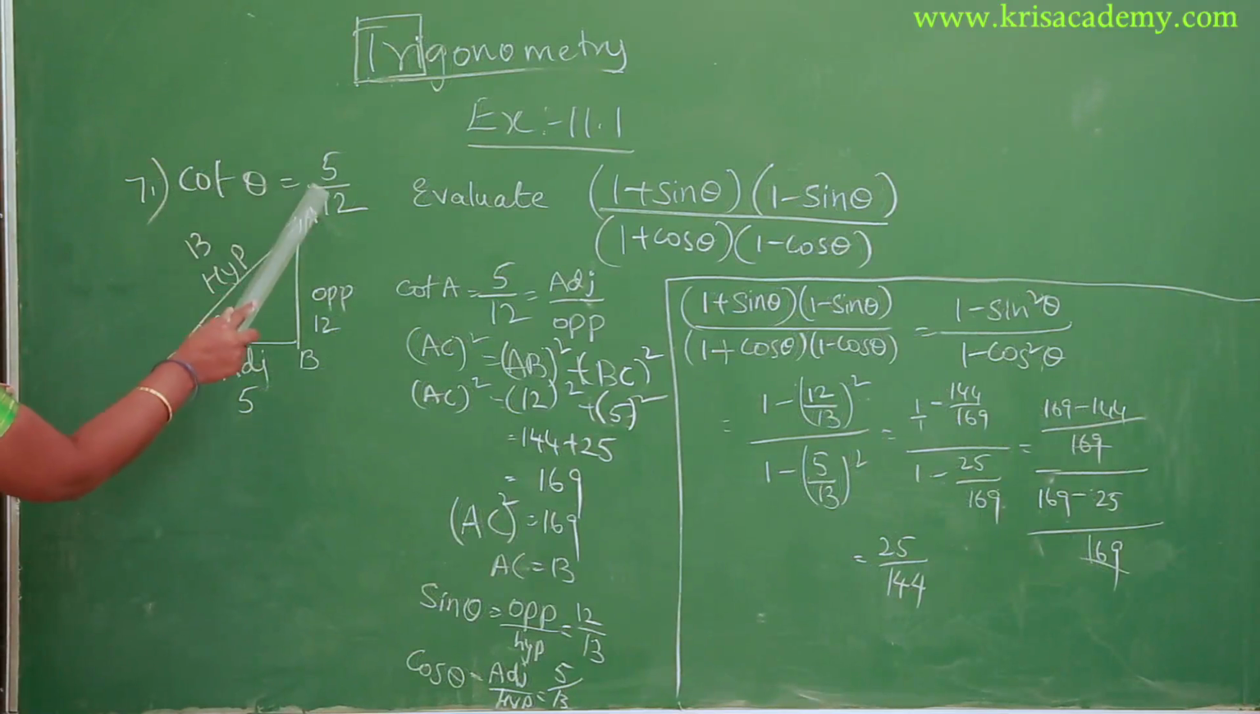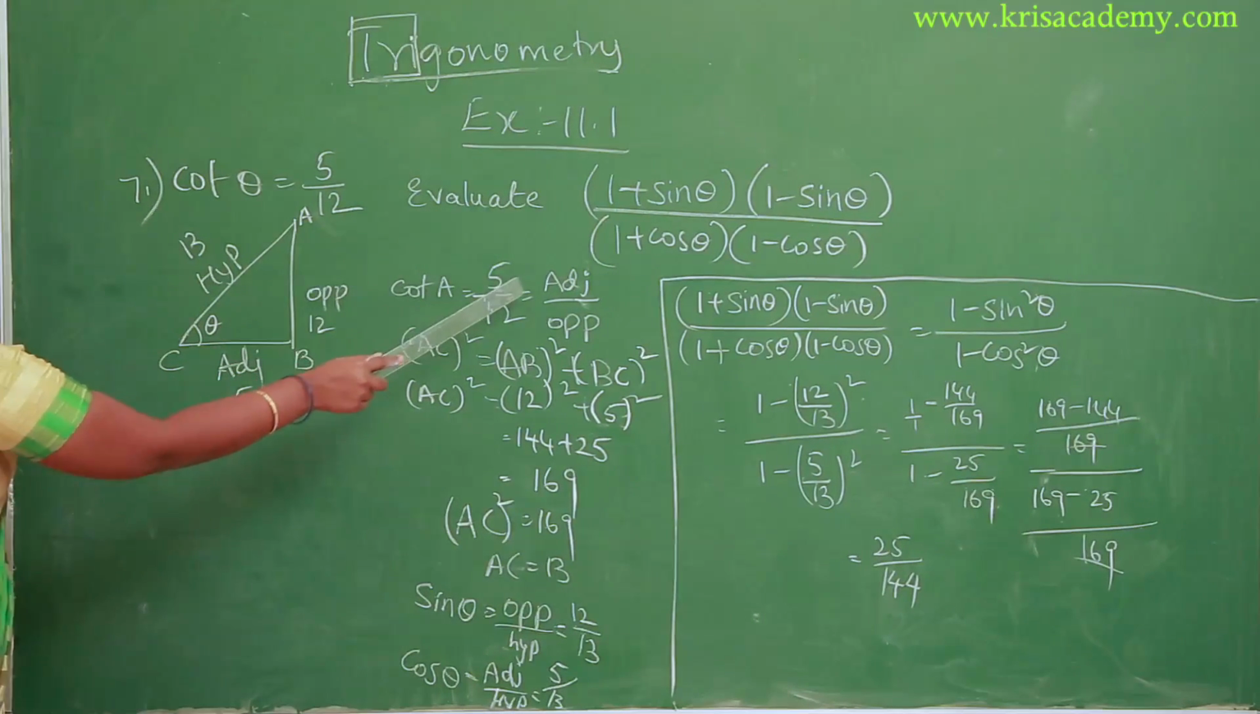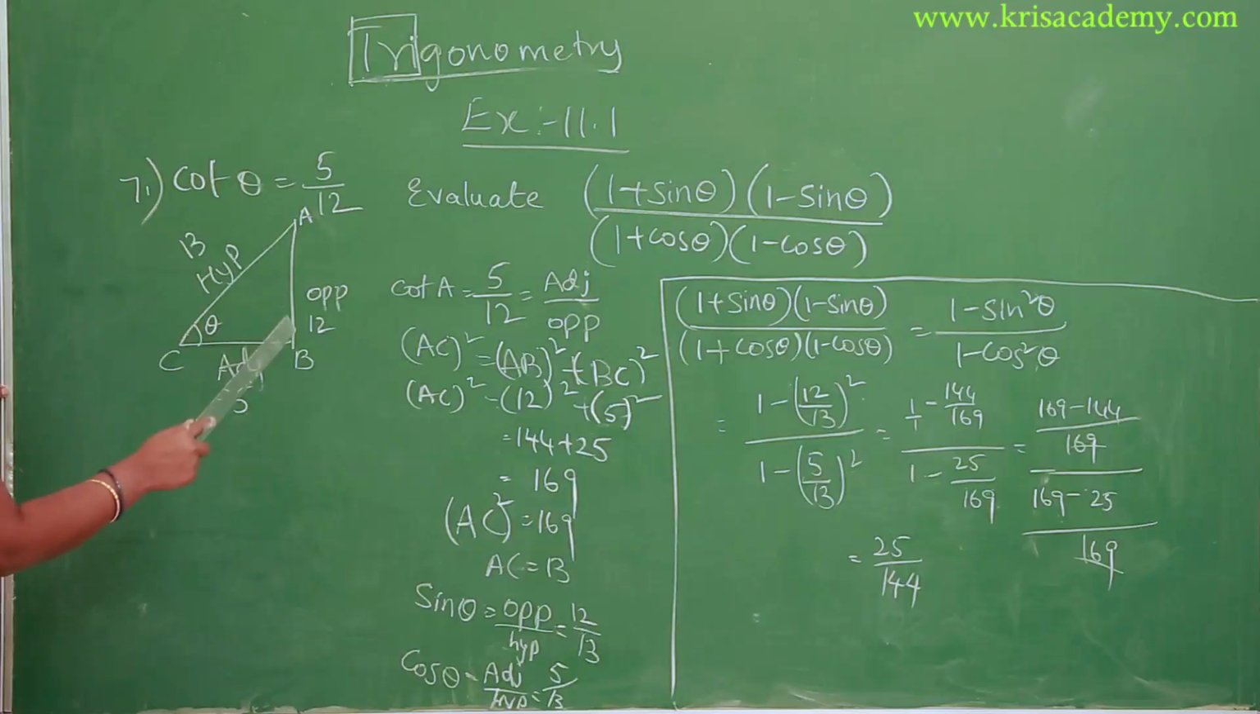Cot theta is equal to 5 by 12. So cot theta, 5 by 12, is adjacent by opposite. So draw a right angle triangle ABC. Take theta position at C. Theta opposite is opposite. Theta adjacent is adjacent. 90 degrees opposite is hypotenuse.